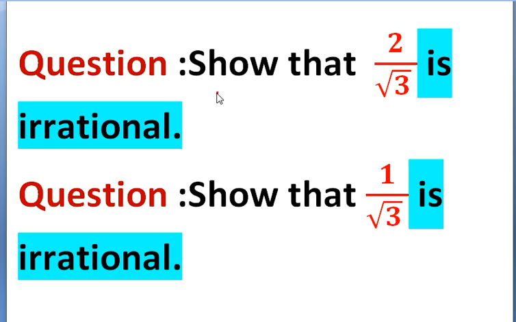For more practice, there are two questions: 2 by root 3 is irrational and 1 by root 3 is irrational. You can solve these questions, and you can send the photocopy of your answers to the Mataji Class Telegram channel.